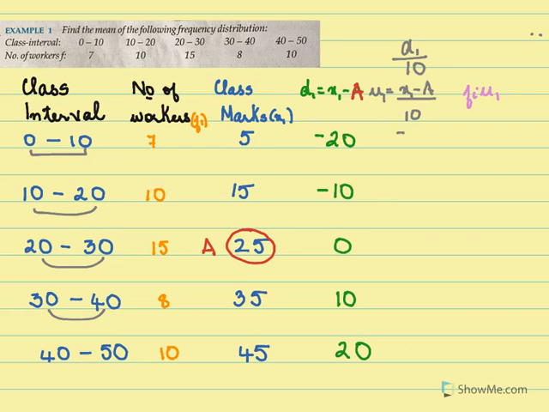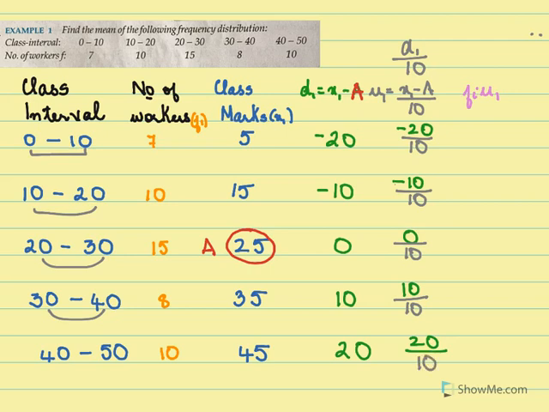So in the first class interval, you will do minus 20, that is the di, divide by 10. Next one, you will take minus 10, divide by 10. Each di, you are going to divide by 10. So 0 divide by 10, 10 divide by 10. Next is 20 divide by 10.